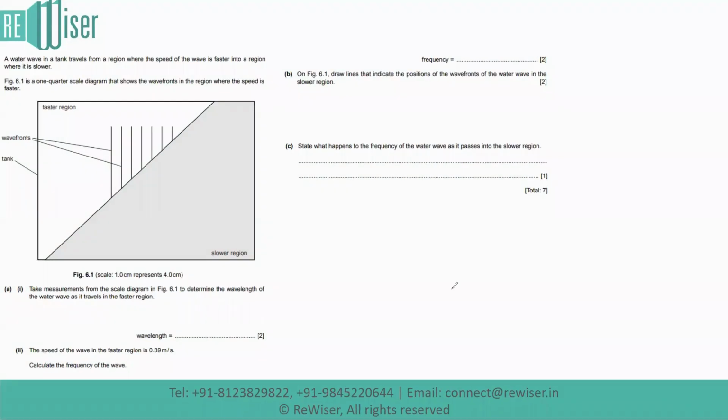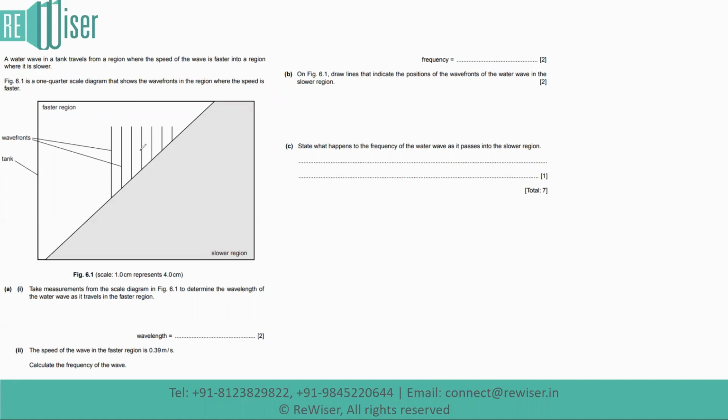Let's take a look at the next question. Now, here we have wavefronts in a water tank entering from a faster region to a slower region. When they enter from a faster region to a slower region, we need to understand that frequency does not change, but speed does change as indicated.